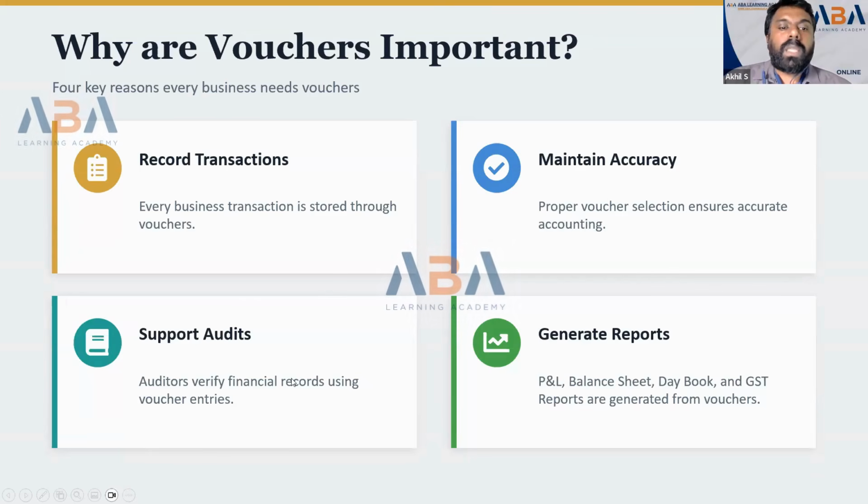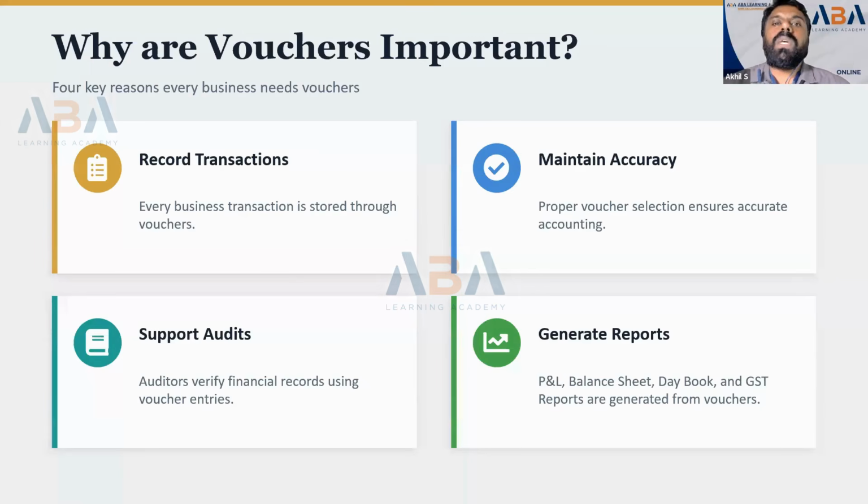And the next one is support audits. Auditors verify the financial records using voucher entries. Since we give the auditors access to Tally, they will go and check the different voucher types. We have different voucher types: payment, receipt, sales, purchase, like that.